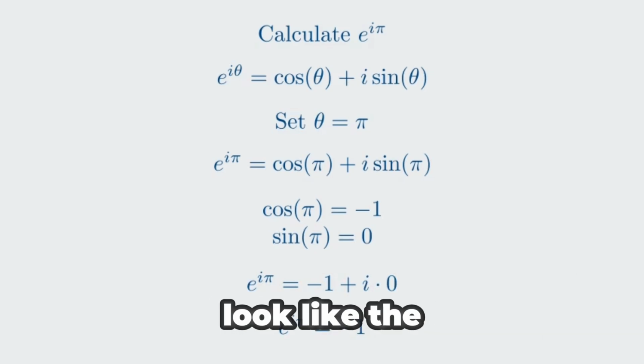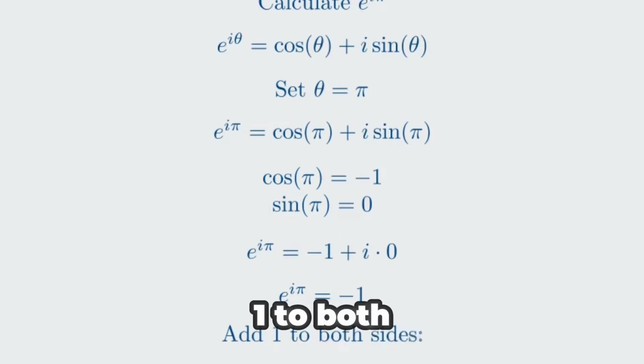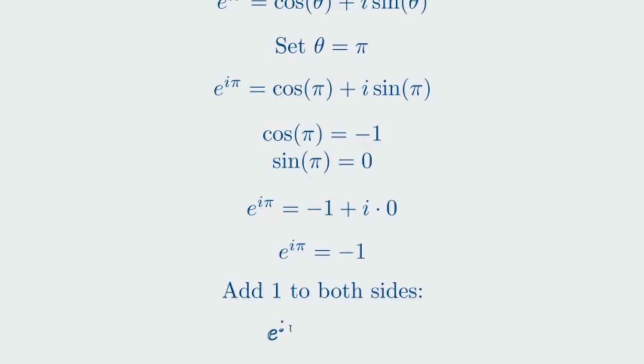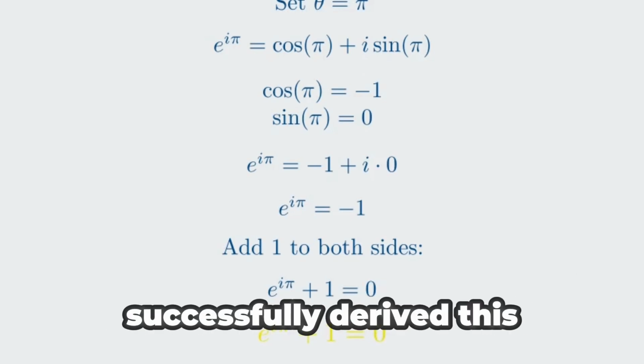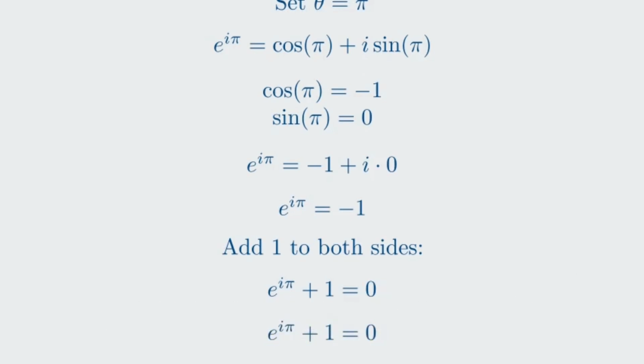Let's make it look like the standard identity. We can add 1 to both sides of the equation. On the left, we get e to the i pi plus 1. On the right, -1 plus 1 is 0. And there it is, Euler's identity: e to the i pi plus 1 equals 0. We've achieved our objective and successfully derived this famous formula.